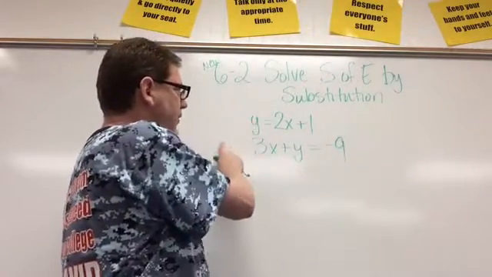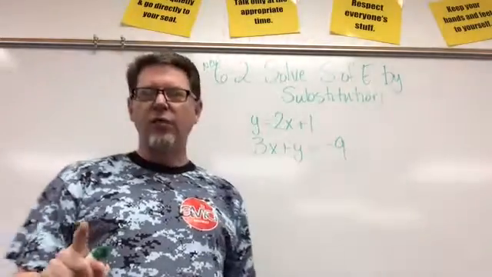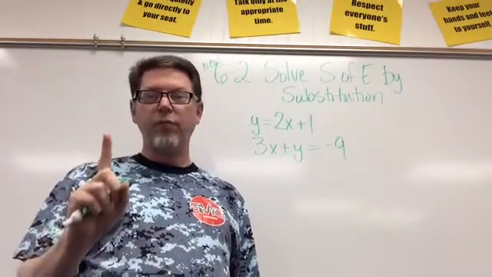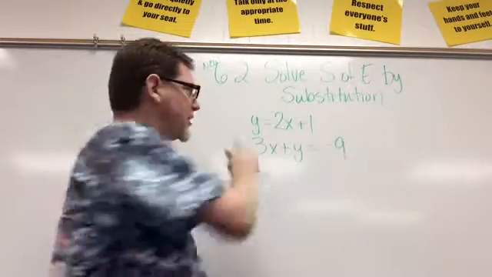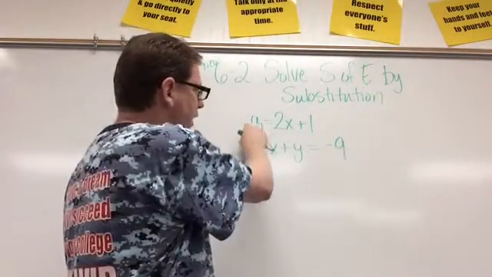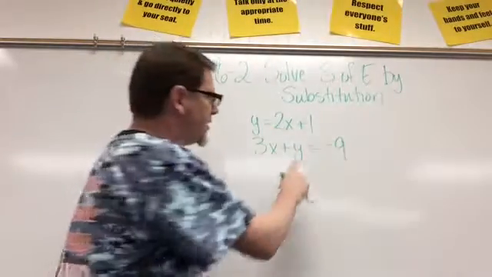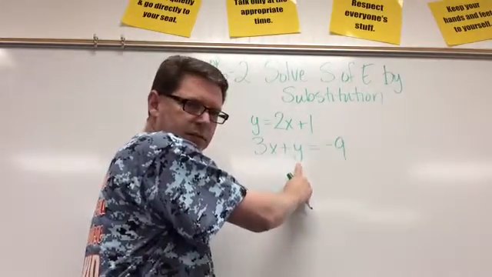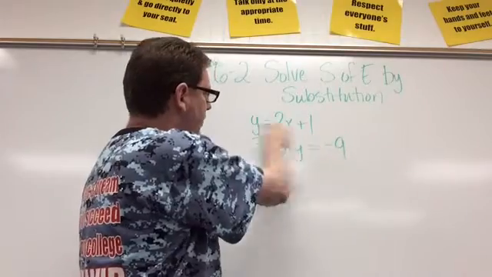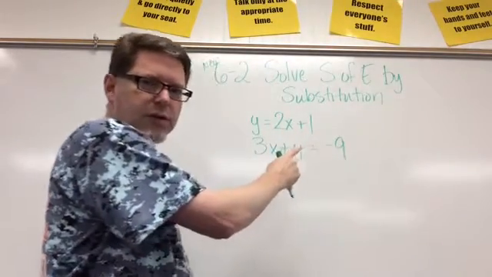So here's my system of equations, y equals 2x plus 1 and 3x plus y equals negative 9. And we're looking for the solution, which is one point that will satisfy both equations. Okay, so here's what we do. We take y equals 2x plus 1. I know that y is 2x plus 1, so instead of using this y right here, I'm going to use 2x plus 1 because it says y equals 2x plus 1. So instead of using y, I'm going to use 2x plus 1.